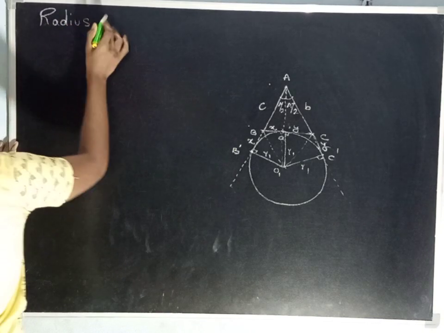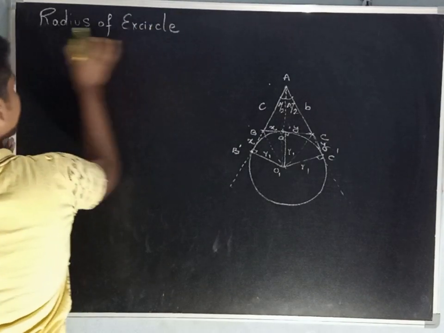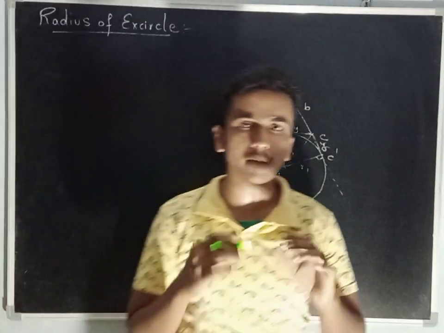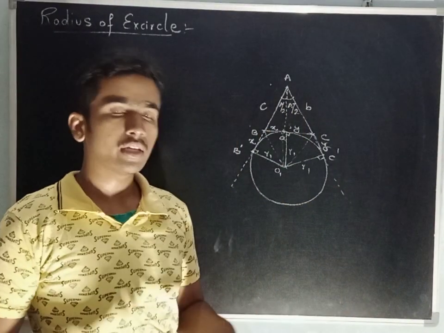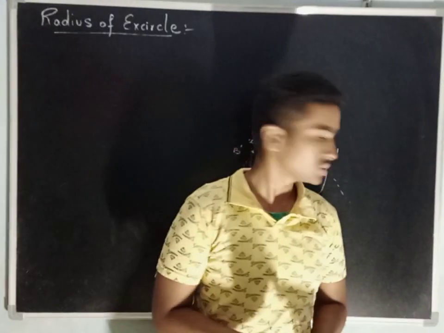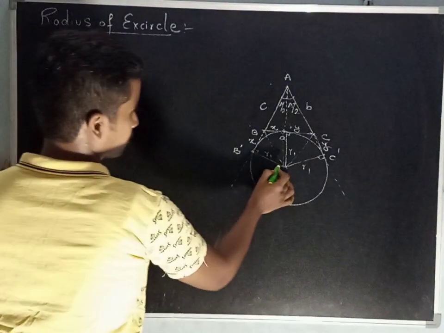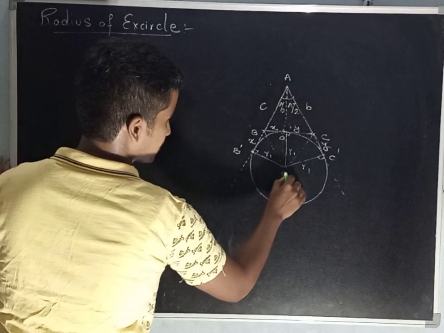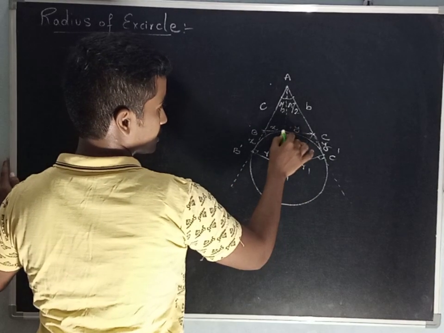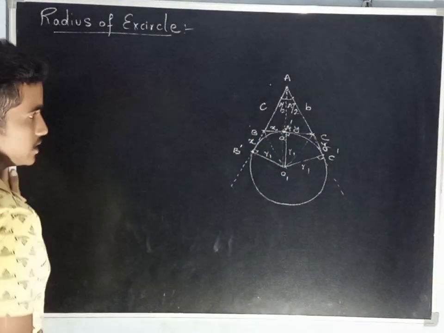Now we are going to discuss the radius of X circle. Radius of X circle. Now we are going to understand the proof and the formula. It means results for the radius of X circle. Okay? R1. Here let me name it as O1. Here let me say it as A dash. Okay, this point is A dash.